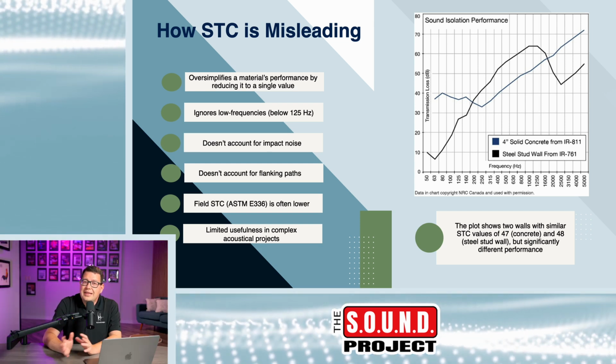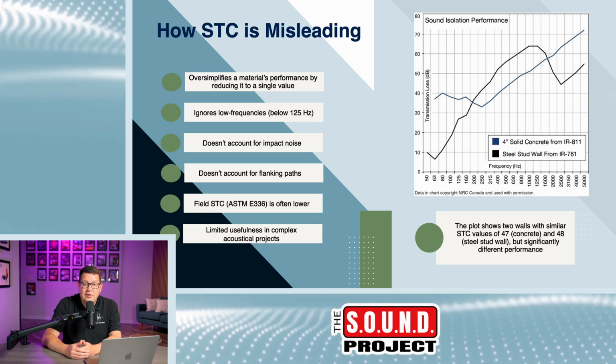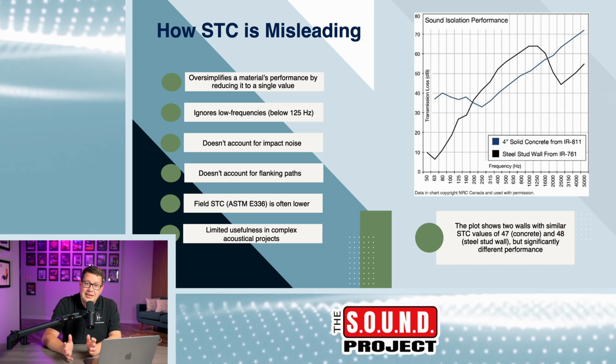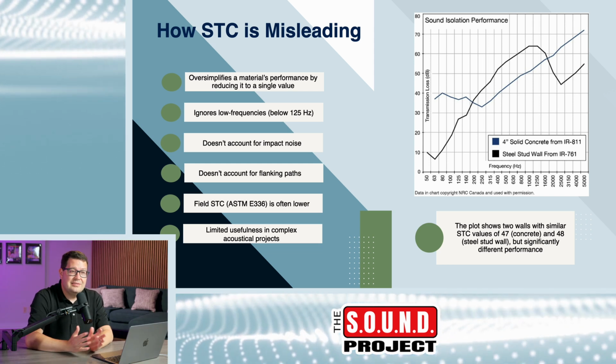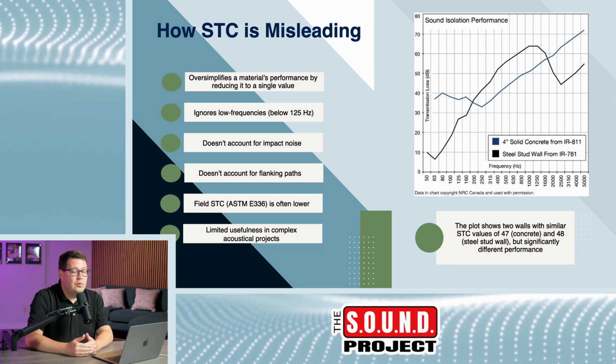But those are very easy to block in comparison to the low frequencies, because low frequencies are very powerful and have long wavelengths. And so that's one of the main reasons that STC is misleading: it doesn't consider anything below 125 hertz. It also doesn't account for impact noise.